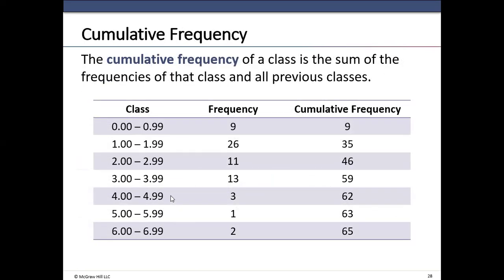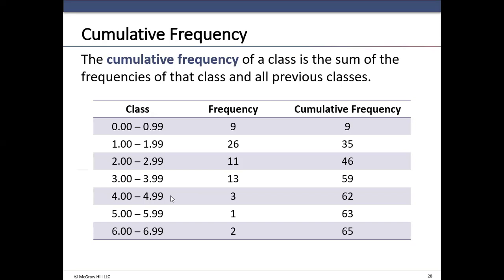And for cumulative frequency, you just add the frequency of the classes before that. So you start with the first class, which is between 0 and 0.99. The frequency of that class is 9. There is nothing on top of it, 0 frequency on top of that class. So 9 plus 0, cumulative frequency is 9.